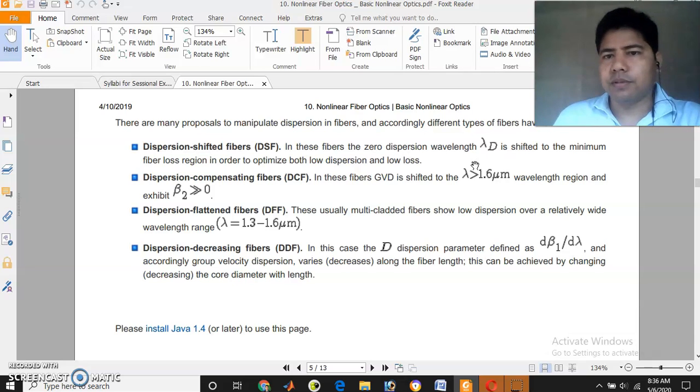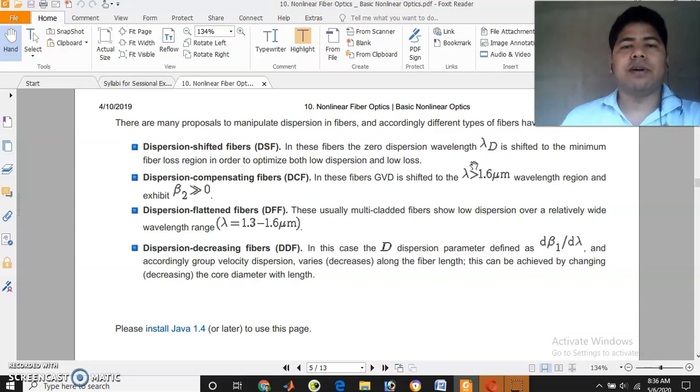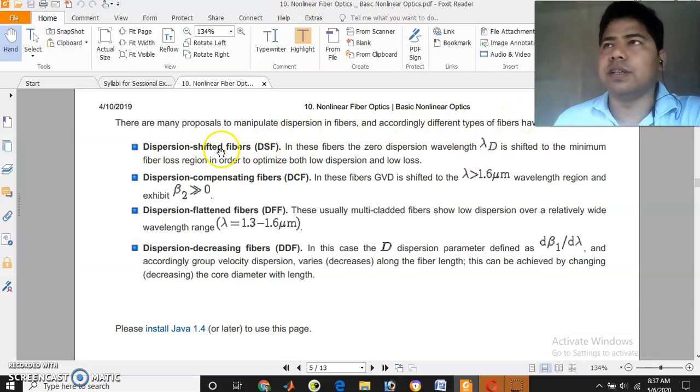And what is the communication window? We know that around this communication window, at around 1.55 micrometer, the loss is almost very small. That is for the silica fiber. So in that fiber, if we are able to take the zero dispersion wavelength within the limit of 1.5 to 1.6 micrometer, where our optical communication window is, then that will be called dispersion shifted fibers.